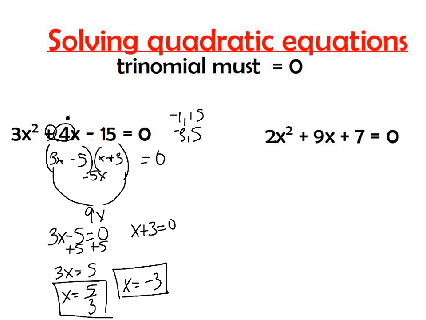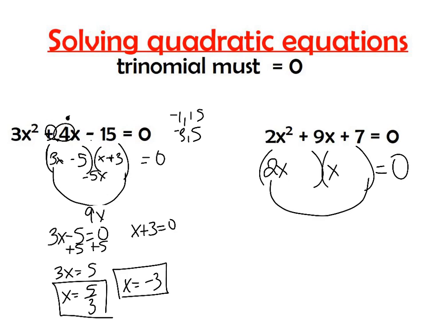Okay, let's try one more. This one here, I'm going to set up my binomials. It's a 2x squared, so that's a 2x and a 1x. Now I'm actually in luck here because this is a 7. 7 only has 7 and 1 for factors. So you want your outer and you want your inner to add up to a 9. It's a positive 7, so your signs are going to have to be the same. They're both going to be whatever that is, so they're both pluses. I bet you can do this. It's 1 and 7. Where are they going?